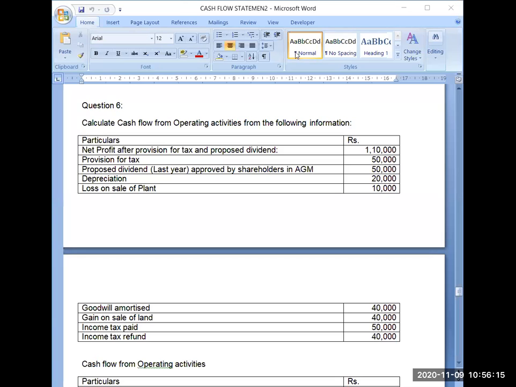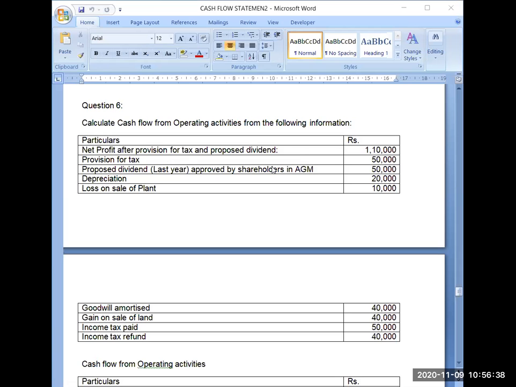Okay, now see this question. It is saying calculate cash flow from operating activities from the following information. What is the information given? First thing is given: net profit after provision for tax and proposed dividend. So it is after tax, so we need net profit before tax.